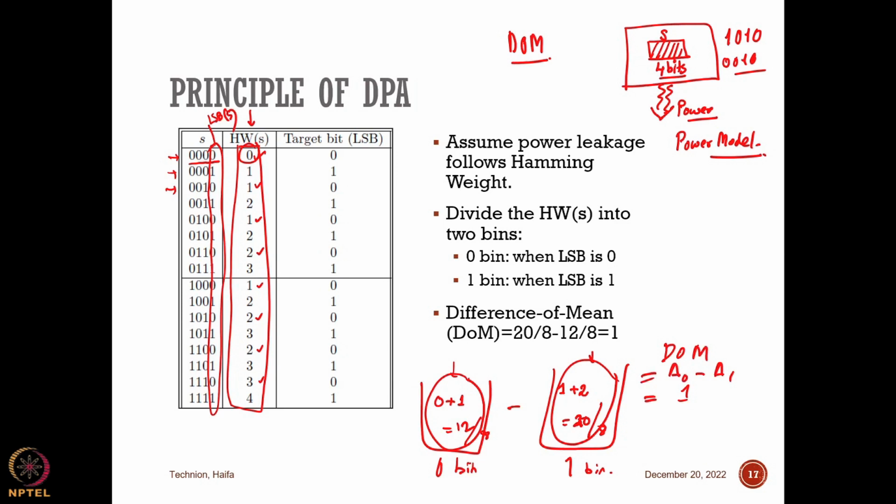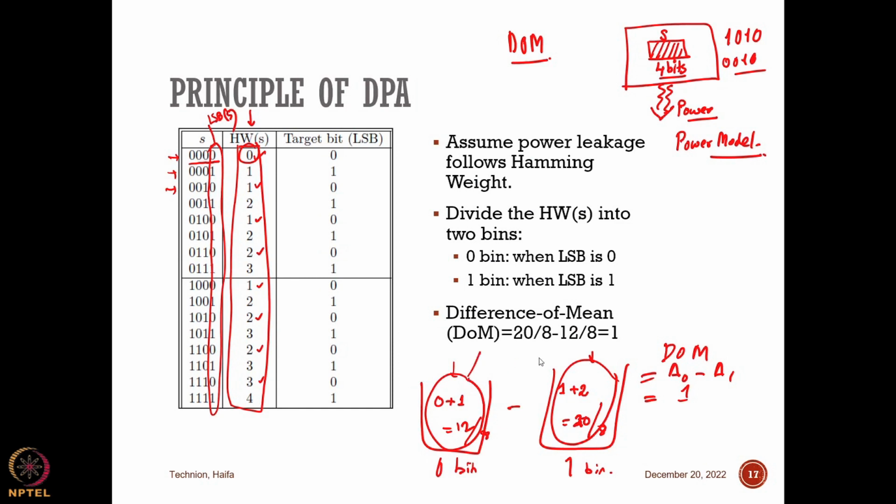So why is this very important? See, I have divided these Hamming weights into these bins based on the LSB of S. If this was randomly partitioned into 2 bins, then what would have been the expected sum here and the expected sum here? They would have been the same, 16 in both cases. And then the difference of mean would have been 0. So if this was randomly partitioned, the difference of mean would have been 0.